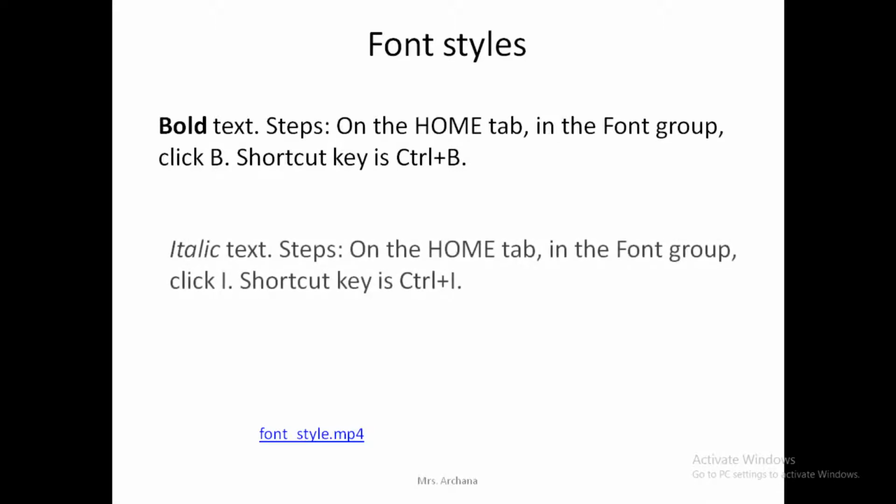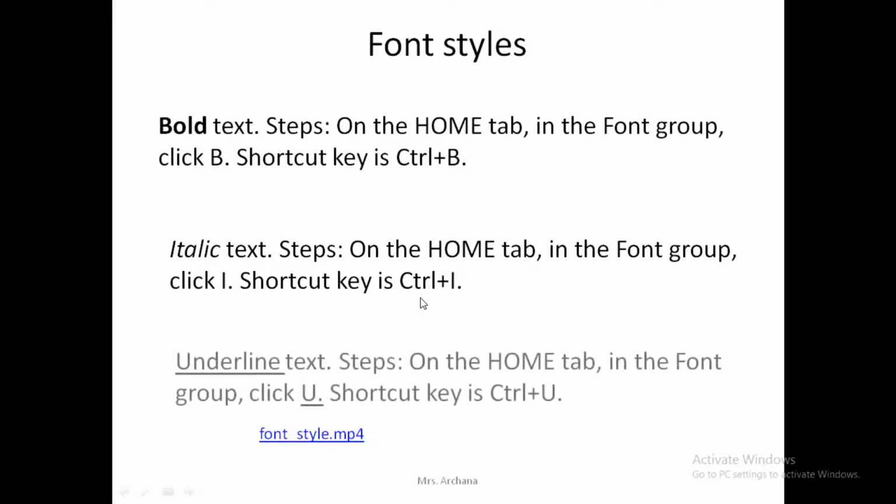Next is your italic. Italic text will look like this. Okay, little slant this is. So here also you have to select the text, then on the home tab in the font group click I. Otherwise you can use, this is the shortcut key. Next is your underline. Underline means after writing some text, if we want to underline, we can press on the home tab in the font group, click on U. If you will press this U button, then you will get this underline text, and the shortcut key is Ctrl plus U. So now we will see how we can do it.